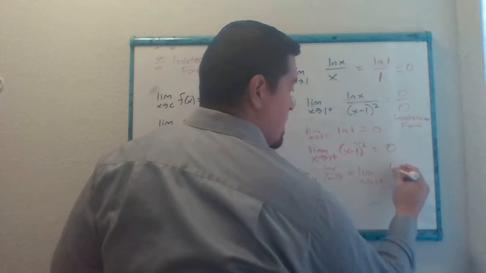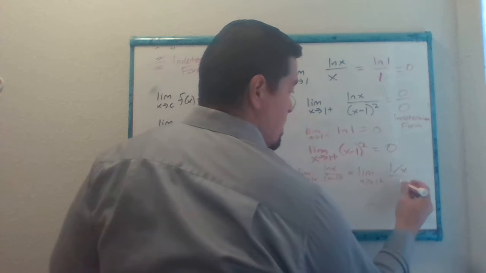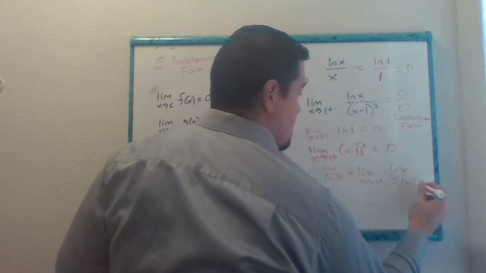So what do we say? Derivative of ln x is 1 over x. Derivative of x squared minus x is 2x minus 1. Okay.